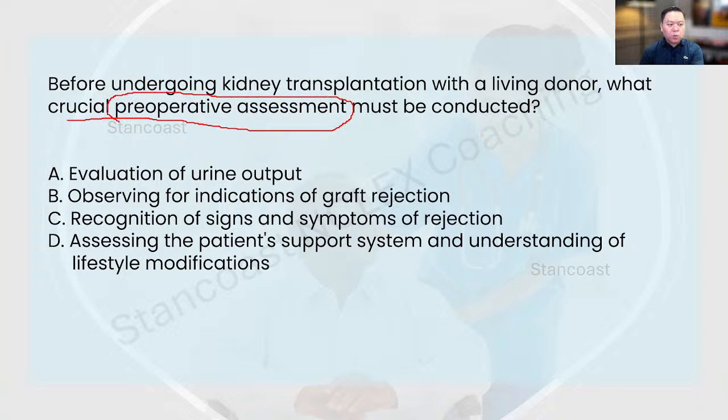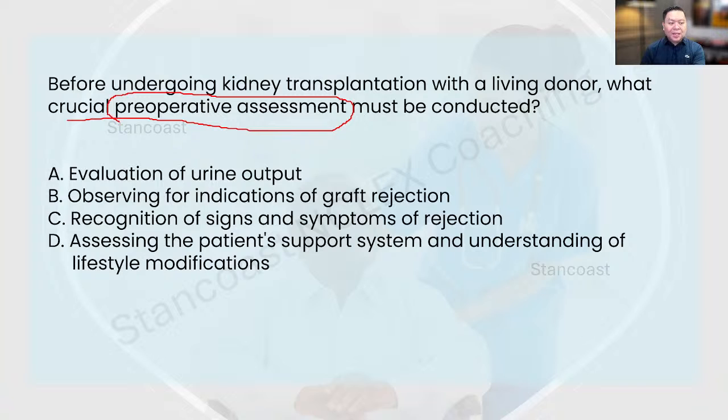This is what you are wanting to identify at this moment. What crucial pre-op assessment needs to be conducted? Is it evaluation of urine output? Is it something that is of utmost importance during a pre-op assessment? Well, the evaluation of the output is important in kidney function, right? But it is not the most crucial pre-op assessment before the transplantation with a living donor. It can be a priority later on, but not at this moment, okay?